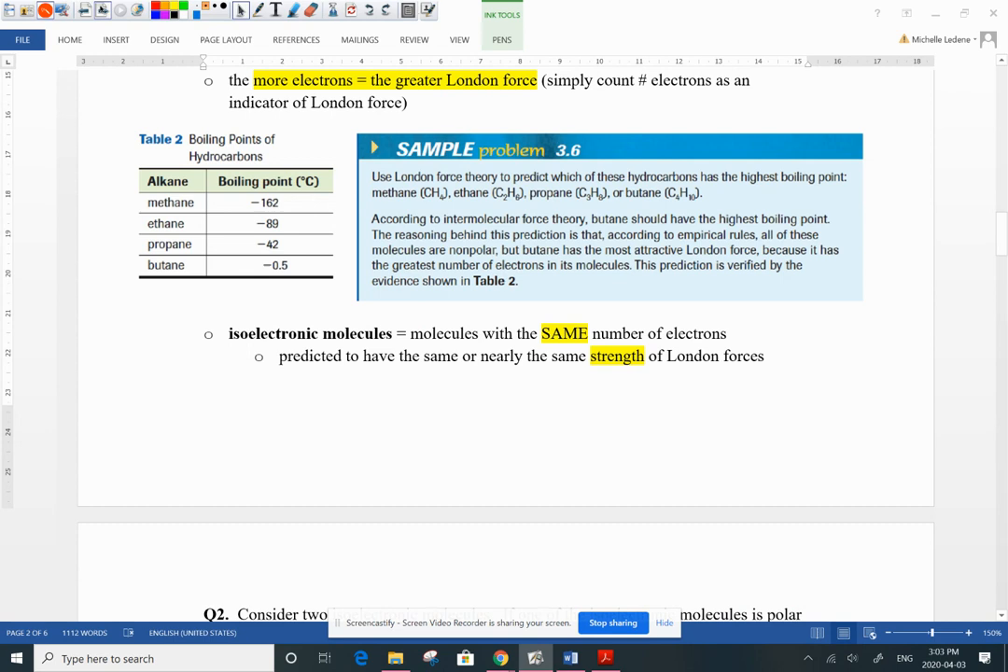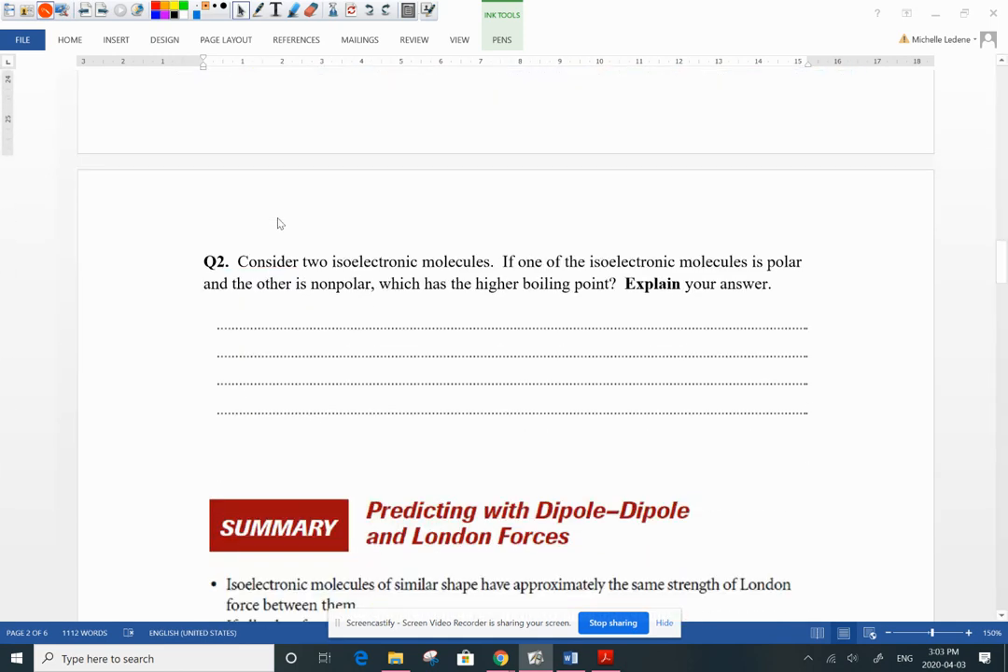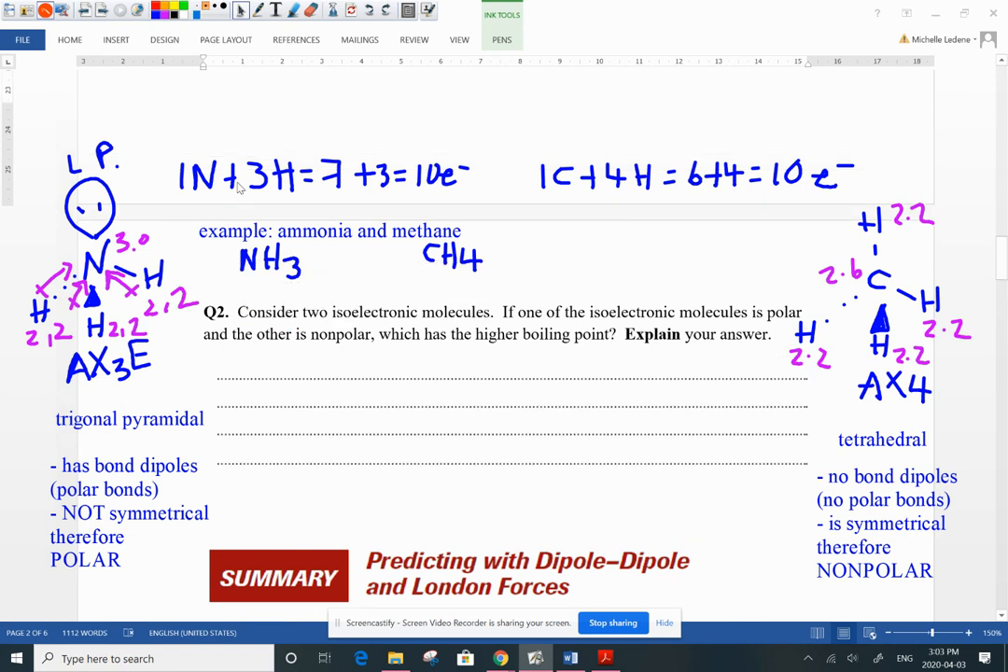Now, I want to look at what is an isoelectronic molecule. Well, it's a molecule that has the same number of electrons. Iso means same. So you would think if it was just two molecules that had the same number of electrons, they would have the same London forces. So you'd be right. But I'm going to throw a twist at you. If one of the molecules is polar and one is nonpolar, then which one has a higher boiling point?